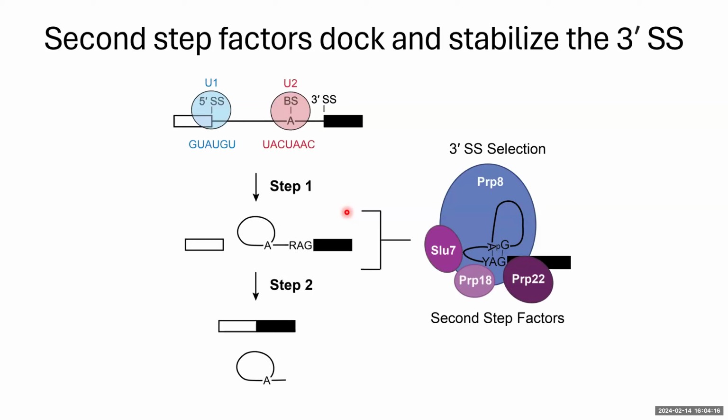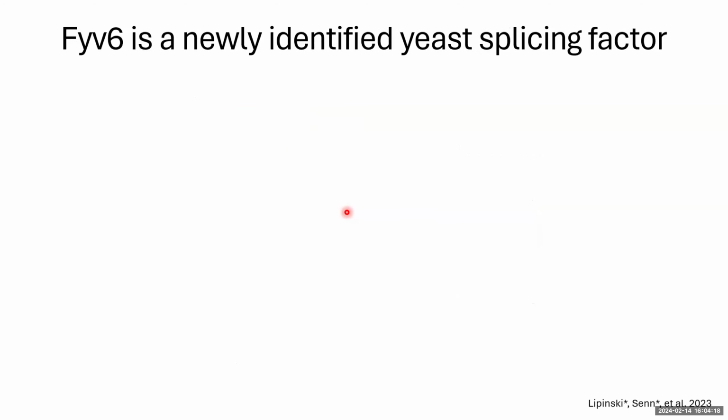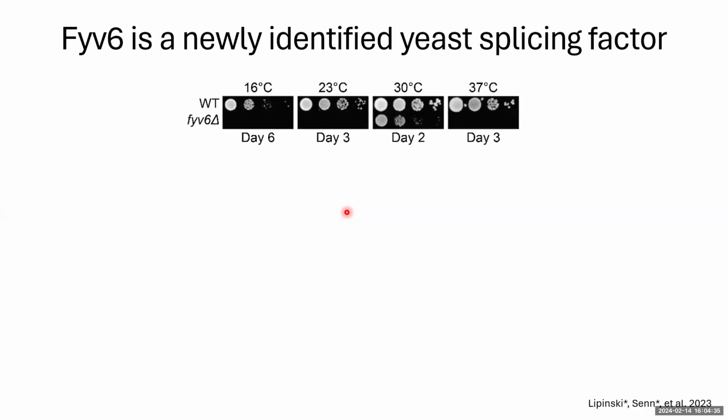And so joining the ranks of these second step factors is a newly discovered splicing factor called F5V6. And so prior to our work on F5V6, which was published in 2023, very little was known about the function of F5V6 at all. F5V6 is a non-essential protein in yeast that's relatively small, and it was known to be nuclearly localized. When we delete F5V6 from the yeast genome and spot the yeast at various temperatures, we find that at temperatures other than 30 degrees, yeast lacking F5V6 grow extremely poorly.